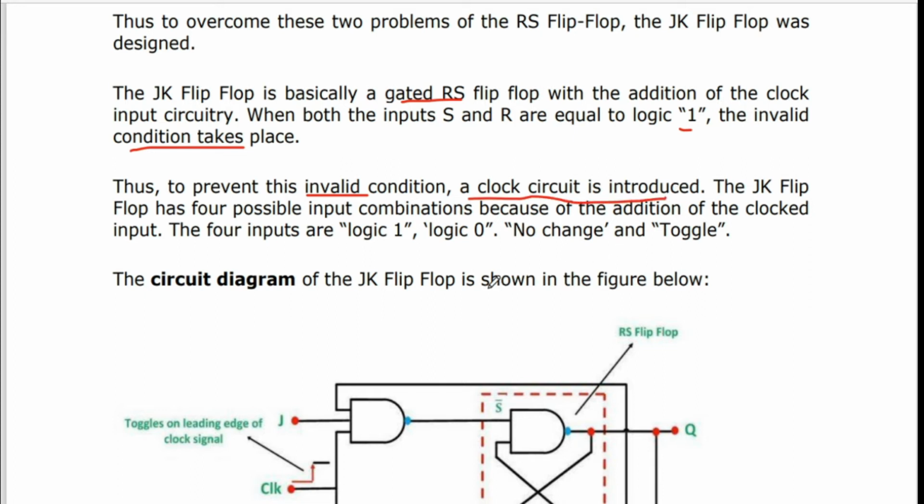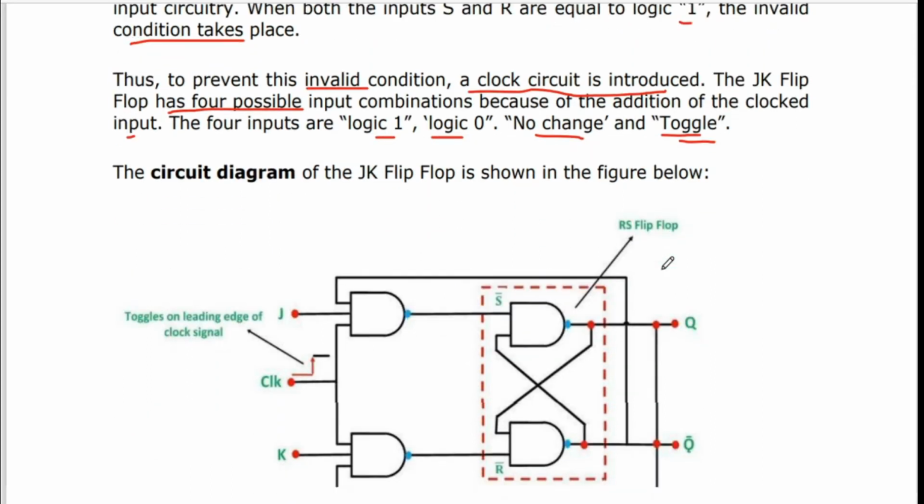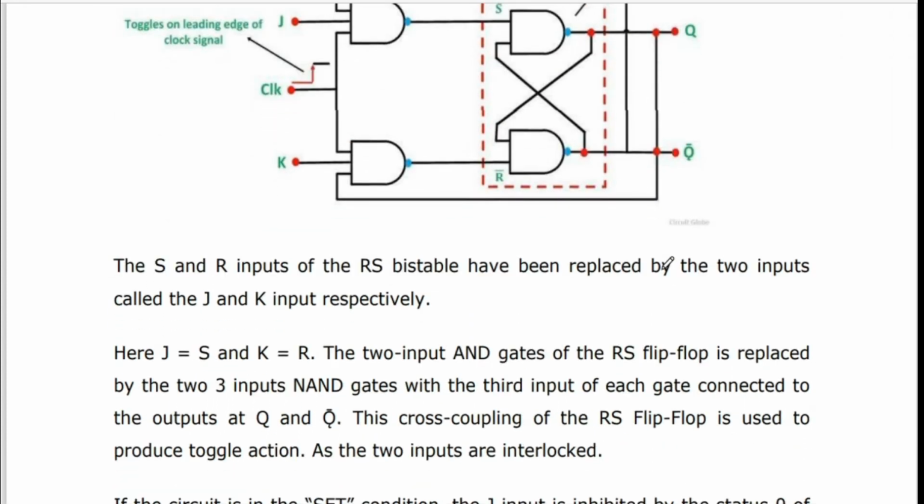The clocked flip-flop has 4 possible input combinations because of the addition of the clock input. The 4 inputs are logic 1, logic 0, no change, and the toggle. Now what is this toggle? We call it set, reset, no change, and toggle. So what exactly is the toggle condition? That is what we are going to see in today's class.